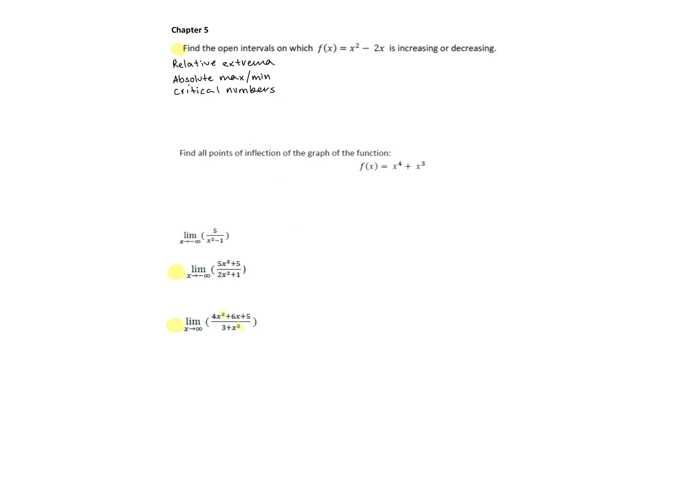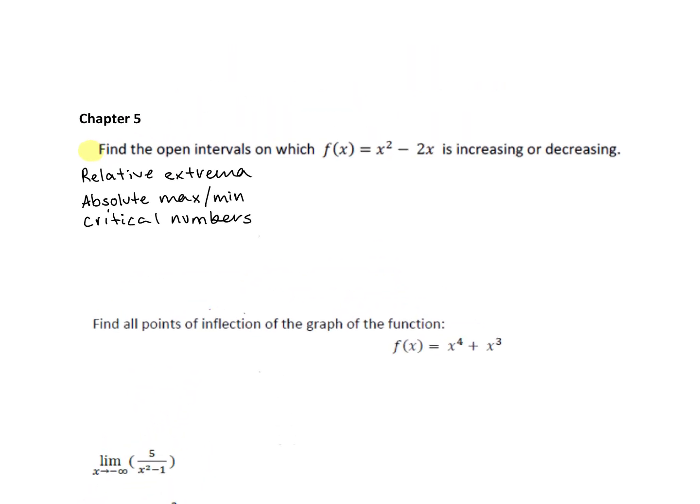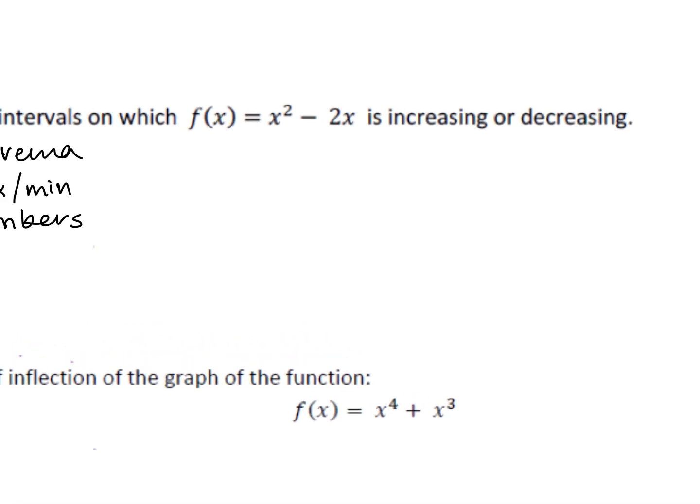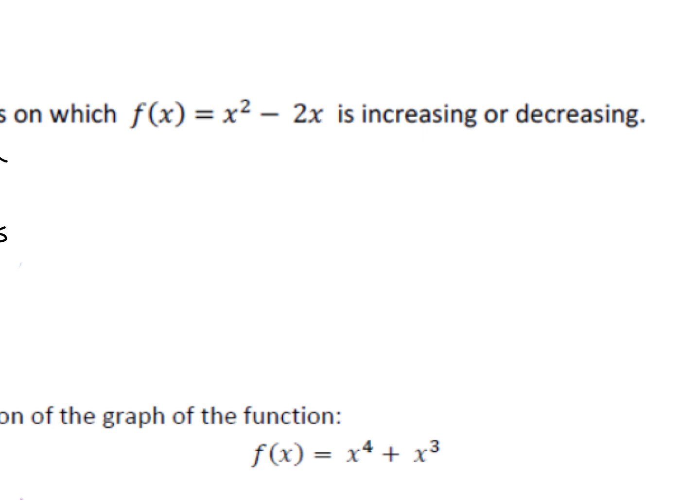So let's look at the first one here. We want to find the open intervals on which our function is increasing or decreasing. I added a few things here to find the relative extrema, absolute max or min, and critical numbers, just to keep that in mind, make sure we know how to do those too. So to find where it's increasing and decreasing, we have to start by finding our critical numbers, which we have to find the derivative. So when we find the derivative, we get 2x minus 2.